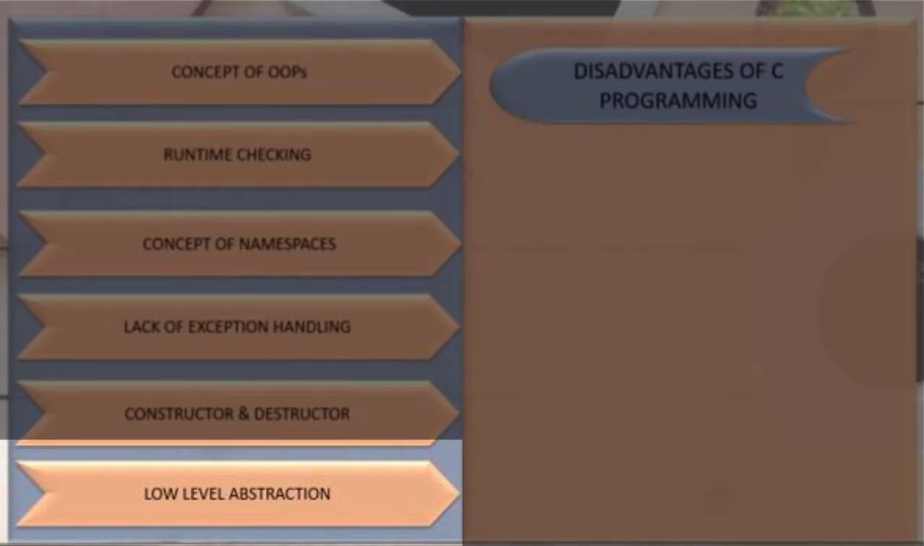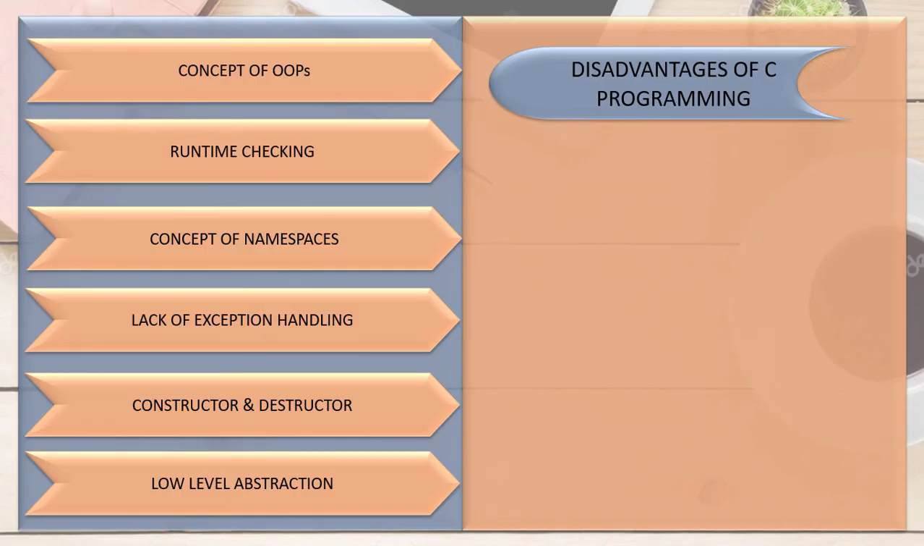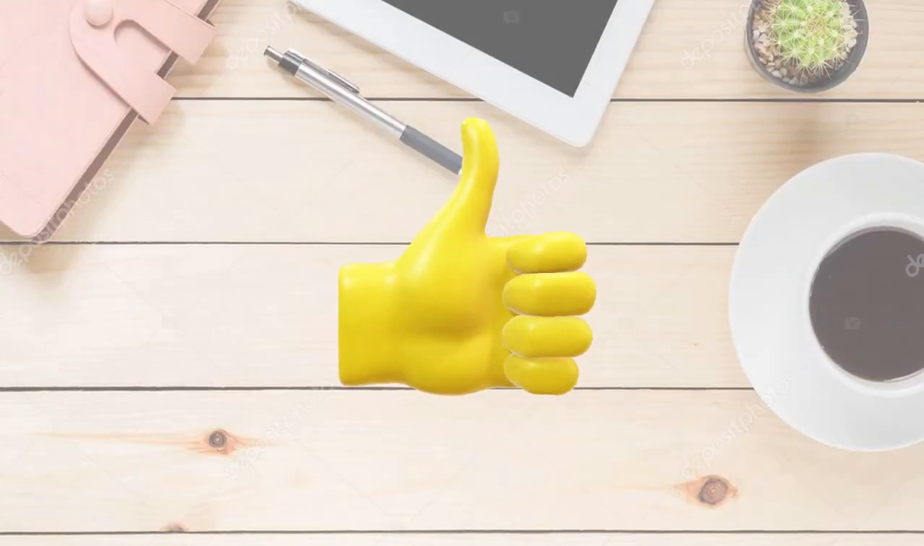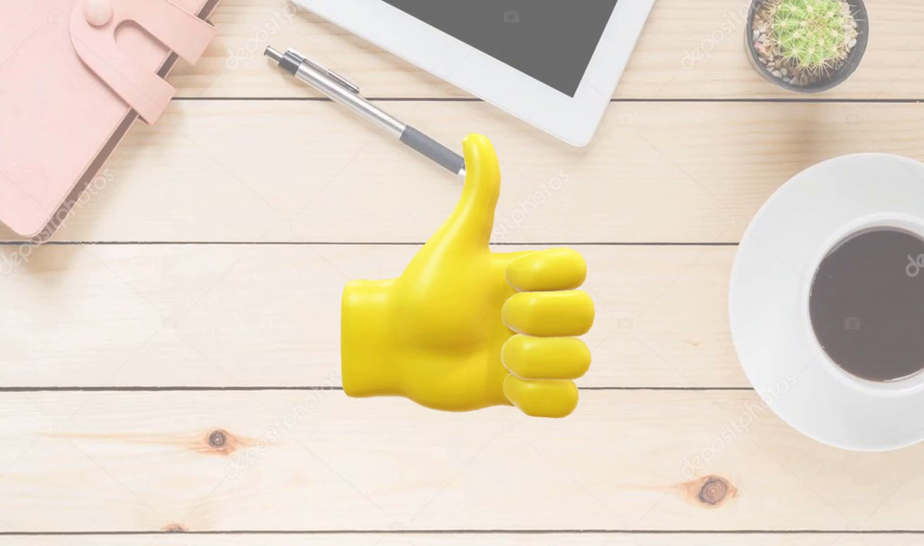And the last one is low level of abstraction. C is a small and core machine language that has minimum data hiding and exclusive visibility that affect the security of the language. So this is all about C programming language basics.